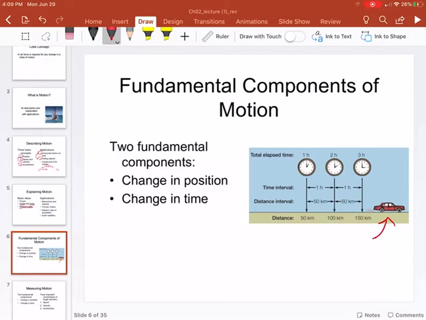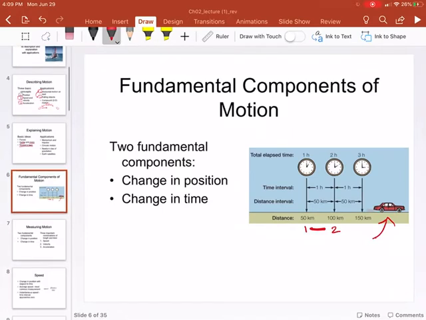Okay, so in this case, it's saying that it went from 50 kilometers to 100 kilometers in a matter of 1 hour. Okay, so it gave you one position. This is like position 1. And this is position 2. And it also gives you how long it took to get from position 1 to 2.